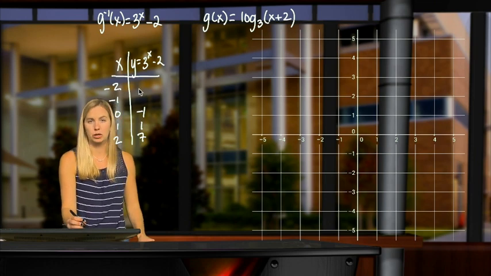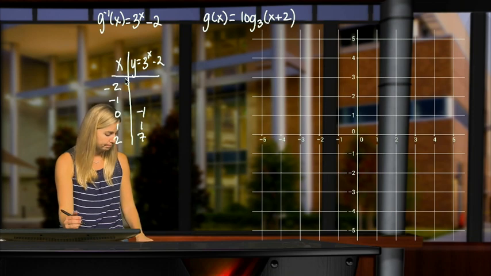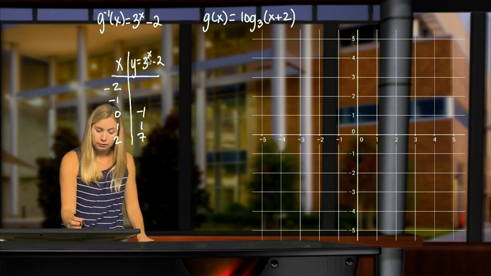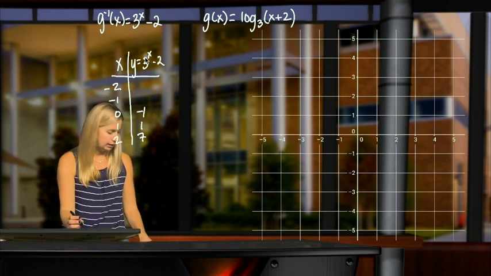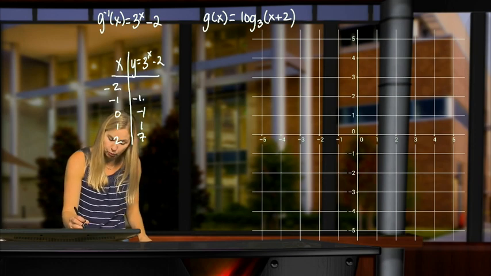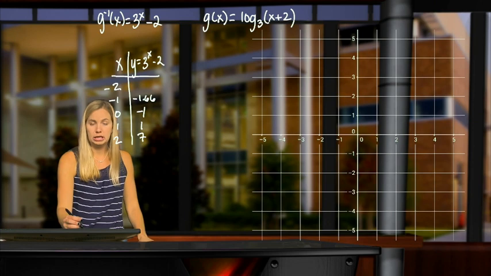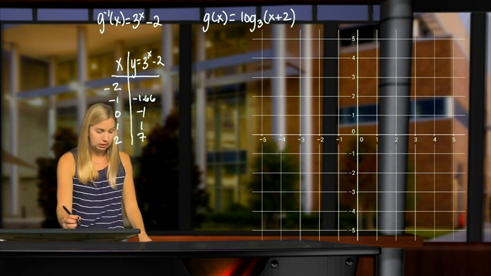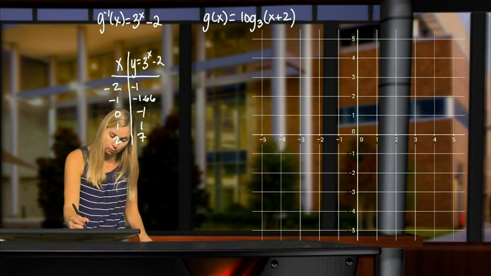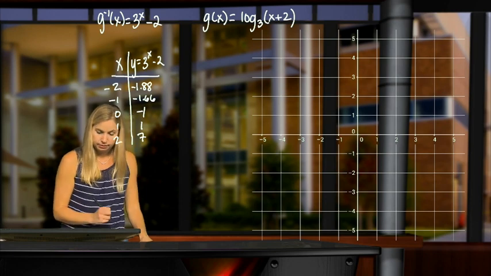And these values are the ones that we're going to have decimals, because when we have a negative exponent, that's when we get a fraction. 3 to the -1 is 1/3, minus 2 is approximately -1.66. And 3 to the -2 is 1/9, minus 2 is approximately -1.88.